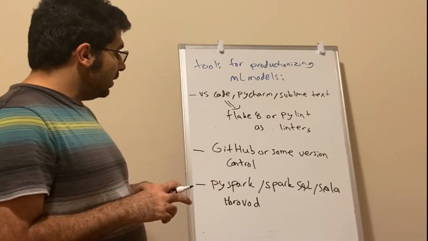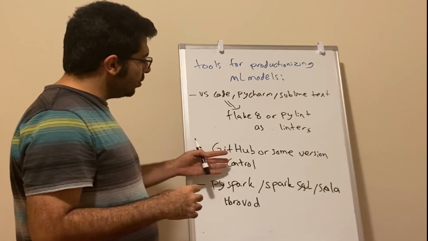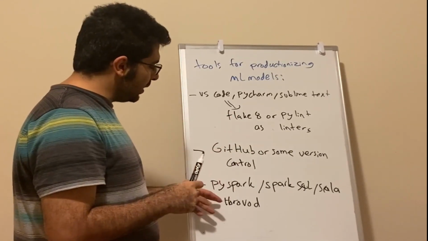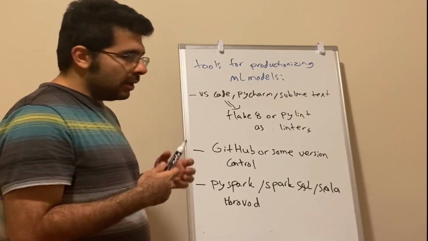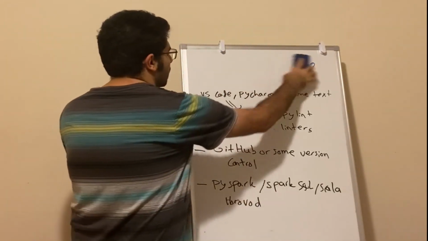Alright? Now you have all these tools available: productionizing code, doing version control, what people call CI/CD, which I haven't talked about, and then PySpark for big data. We get to the most important part.